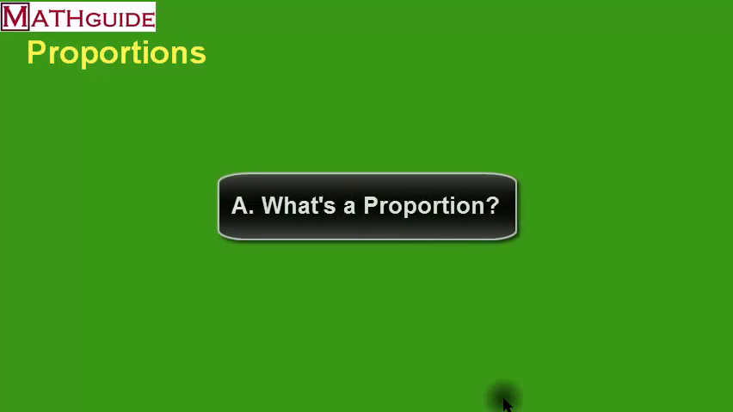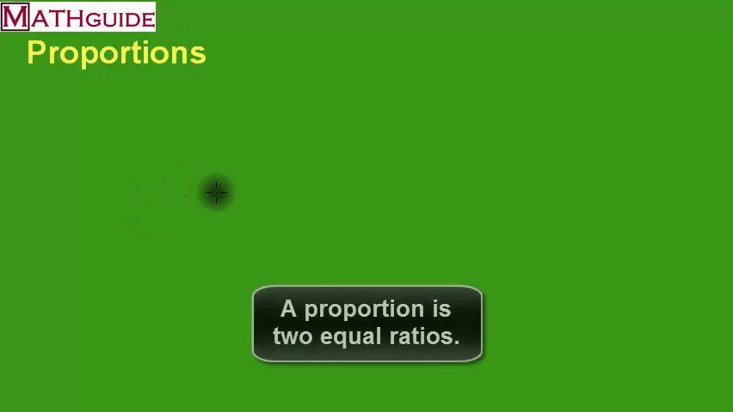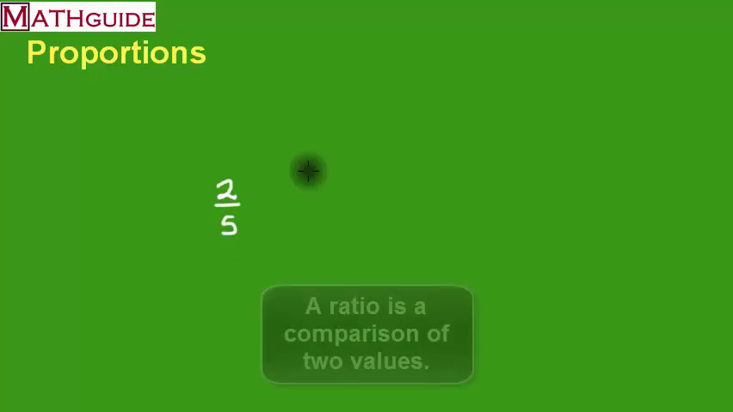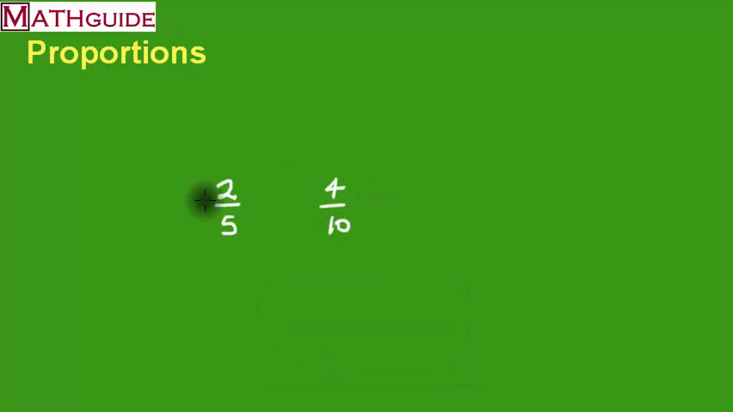Alright. What is a proportion? Well, a proportion is just two equal ratios. Like for instance, what's a ratio? Let's say we have 2/5. That is a ratio. A ratio just means a comparison between two numbers. So I've got 2/5, I've got 4/10. They're both ratios because they both compare two numbers.